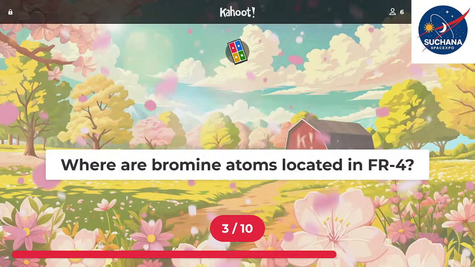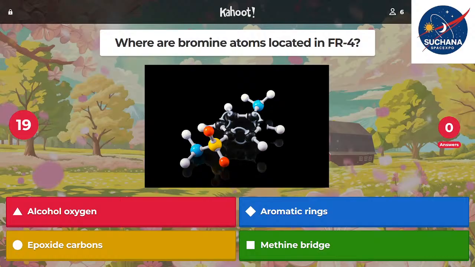Where are bromine atoms located in FR4? A. Alcohol oxygen, B. Aromatic rings, C. Epoxide carbons, D. Methane bridge.